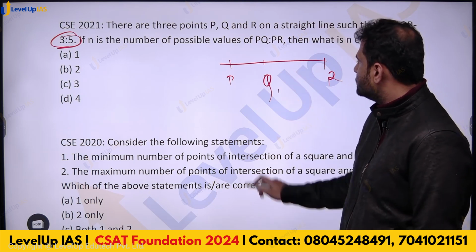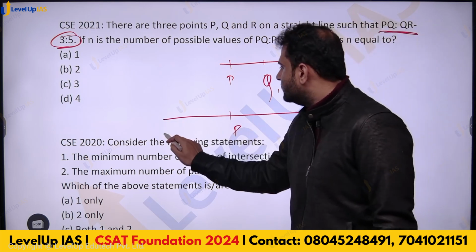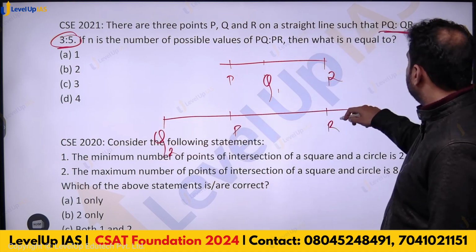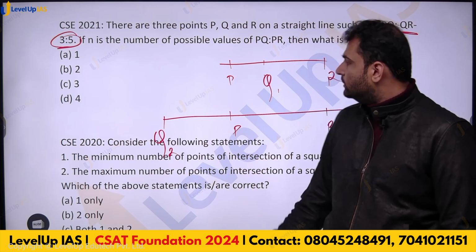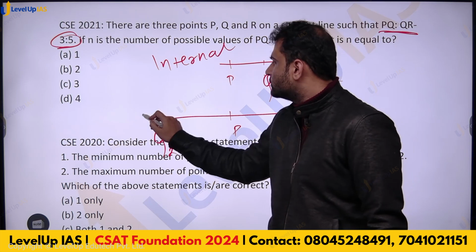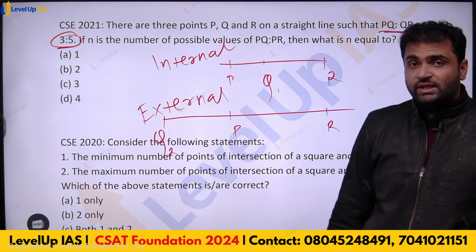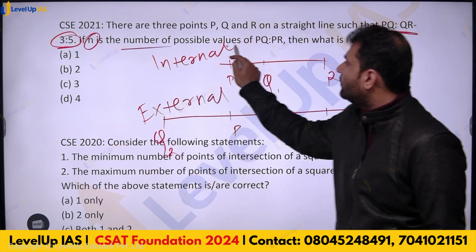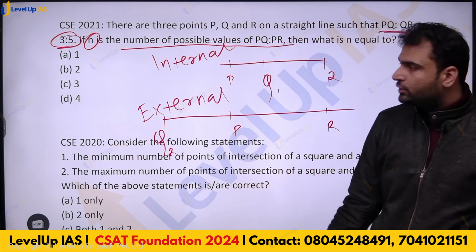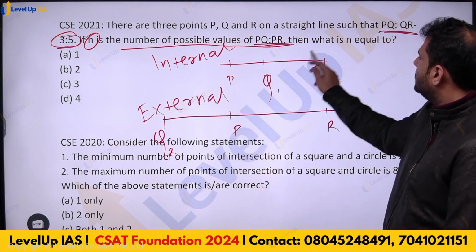Internally like this, this is point Q1. And another is, here is P, here is R, another point Q2 can be there, such that PQ divided by QR is again 3:5. This is called internal division, and this is called external division. Now the question is, if N is the number of possible values of this ratio PQ is to PR, some other ratio, and of course this ratio depends directly on the choice of Q, then what is N equal to?